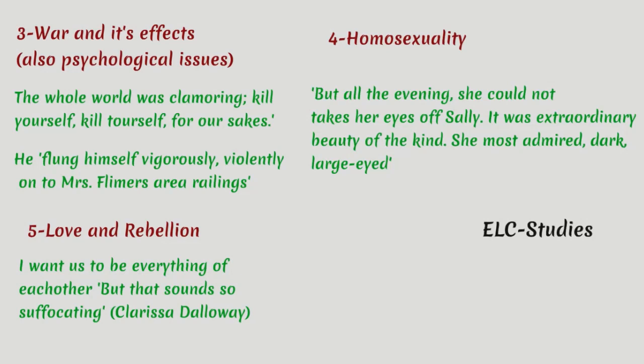The fourth one indicates the presence of homosexuality in the 20th century through showing the affection of Clarissa Dalloway towards Sally, as she could not take her eyes off Sally. And the last one is love and rebellion, the love of Peter Walsh and the rebellion of Clarissa Dalloway, as she thought of love as suffocating.